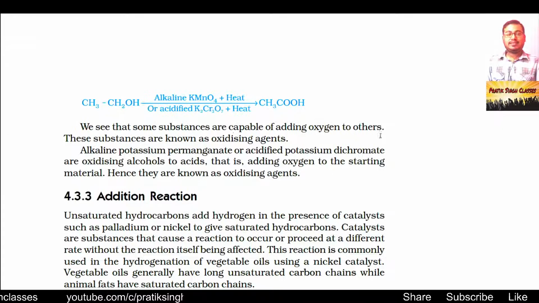The reaction is given here. CH3CH2OH, that is C2H5OH, when heated in a water bath in the presence of alkaline potassium permanganate or acidified potassium dichromate, makes ethanoic acid, CH3COOH. Again here it is COOH, the carboxylic acid functional group.